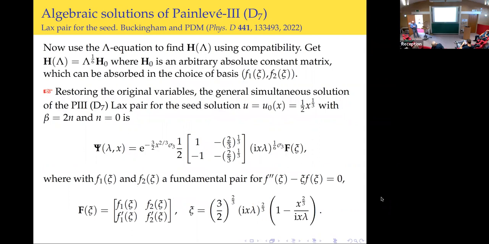All right. So now we want to figure out what this h of lambda is. We want to take advantage of the fact that this seed solution generates matrices that are compatible. This system of simultaneous linear equations is compatible, and if we use that fact, we can very quickly work out what this factor of h of lambda has to be. In fact, it's really a scalar. It's really just lambda to the power 1/6 times any absolute constant matrix that you want.